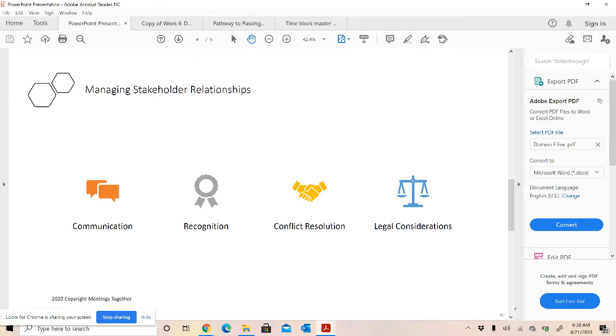And then conflict resolution. We all know that noticing conflict at an early stage is key to resolving the conflict. So you want to nip it in the bud right away. And then lastly, legal considerations.